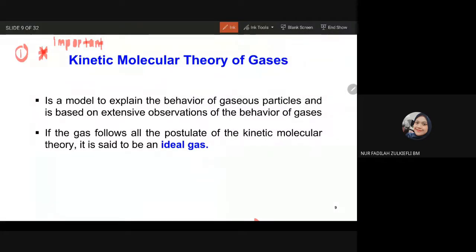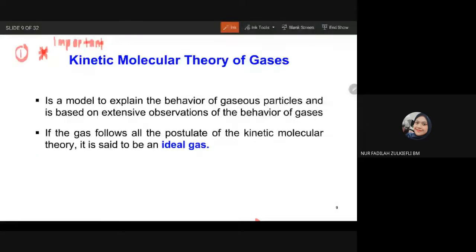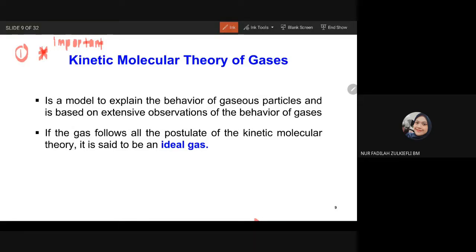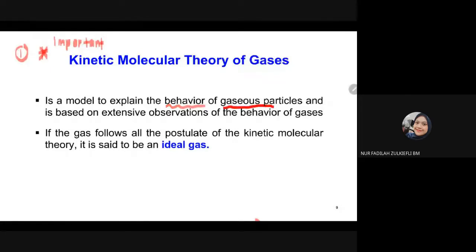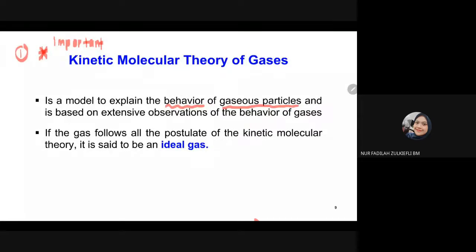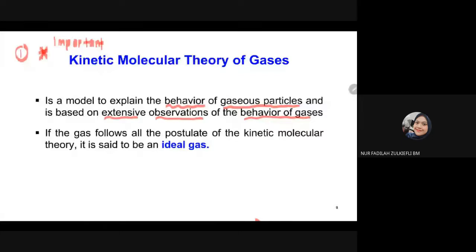So what is actually a kinetic molecular theory of gas? Kinetic molecular theory of gas is satu model, satu teori yang scientists come up with in order to study the behavior of gas particles. Macam mana scientists come up with this theory is from extensive observations of the behavior of gas, daripada a lot of experiments regarding gas.